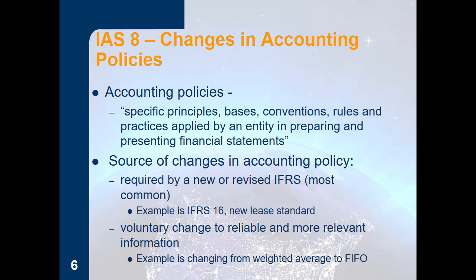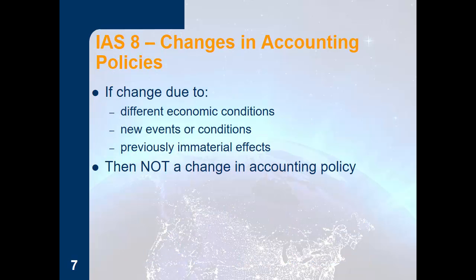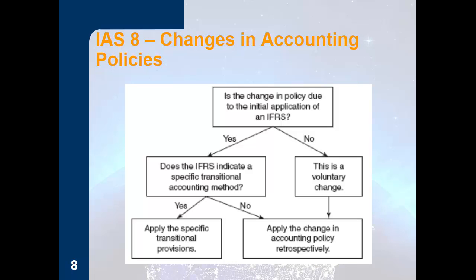There can also be voluntary changes, and the intent of those is to create information that's more representationally faithful and relevant. An example of that would be changing from the weighted average method of costing inventory to FIFO. If the change is due to different economic conditions, or new events or conditions, or things that were previously immaterial, that is not considered a change in accounting policy.